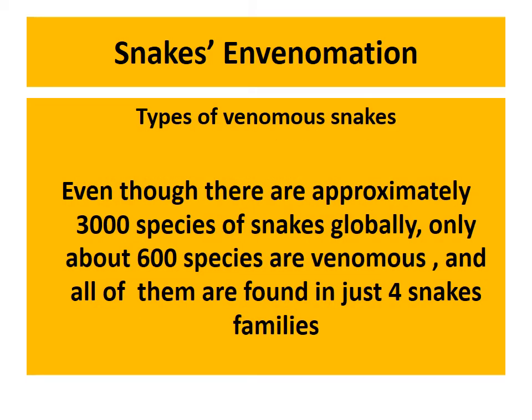All over the world, we have around 3,000 species of snakes globally. Only around 600 species are poisonous. References divided these species into four main families. Some references divided it into five and others into six. But in this lecture, we rely on a reference which divides the poisonous snake families into four main families.